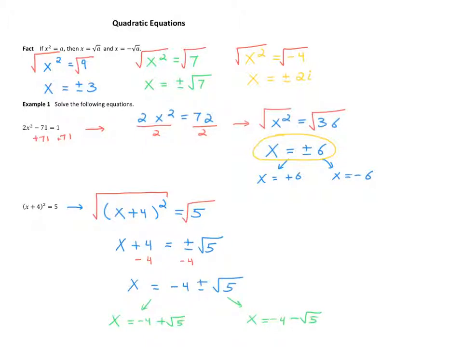So that is it for this problem, but just the point being, you can still take the square root of something squared provided that this entire thing is in parentheses.